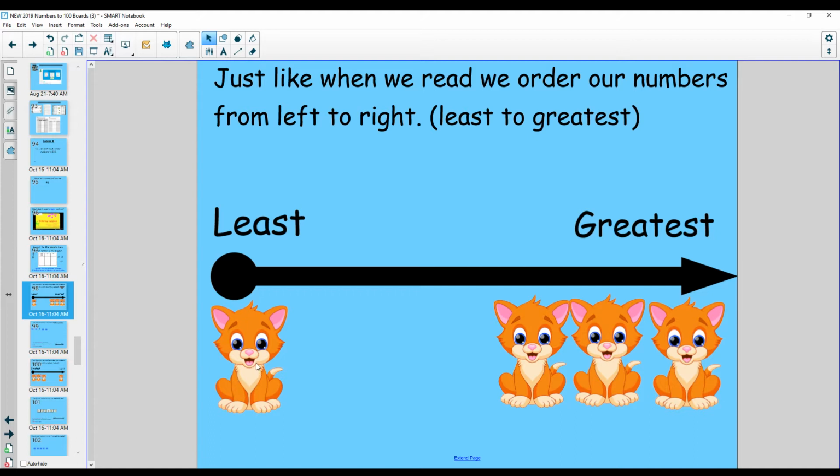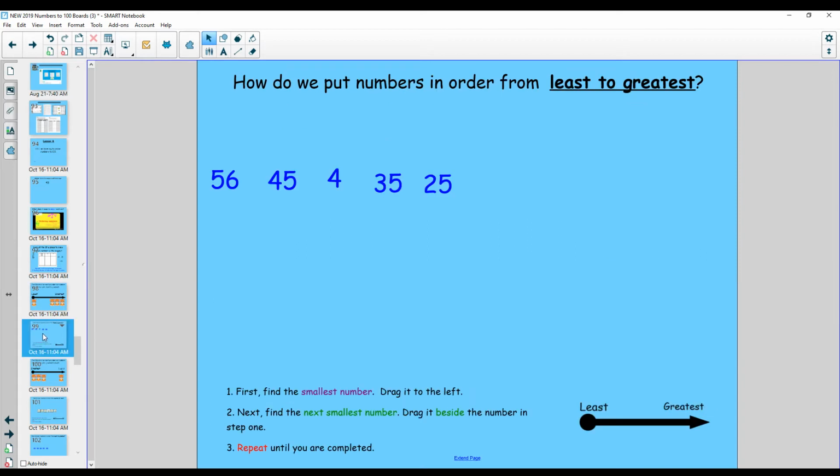So sometimes we'll ask you to order your numbers from least to greatest. So from small to big. Yesterday you talked about less than, greater than. So this is kind of the same thing, least to greatest, small to big. So how do we put numbers in order from least to greatest? So we're going to put these in order.